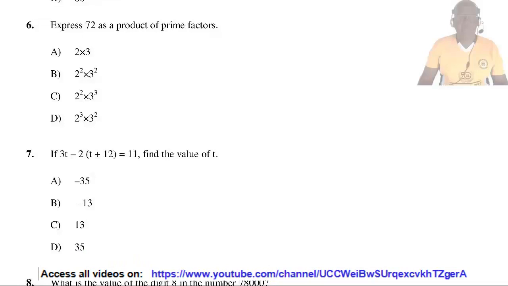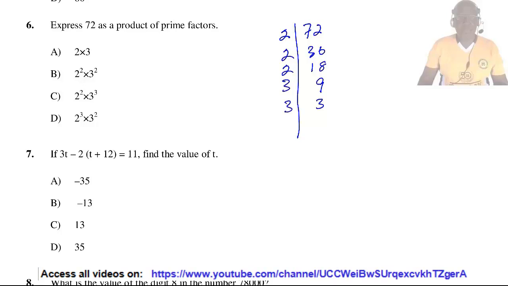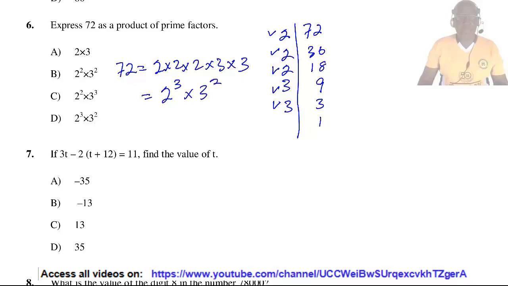Question 6. Express 72 as a product of prime factors. That is 72. 2 goes here, 36. 2 goes here, 18. 2 goes here, 9. 3 goes here, 3. And 3 goes here, 1. So 72 equals 2 times 2 times 2 times 3 times 3, which equals 2 raised to the power 3 times 3 raised to the power 2. So the answer is D.